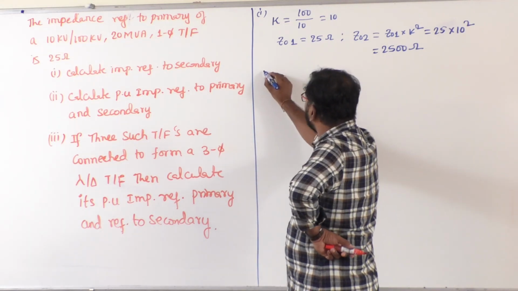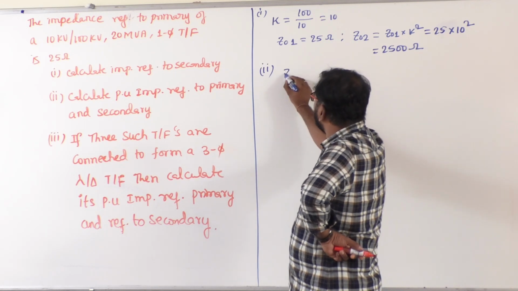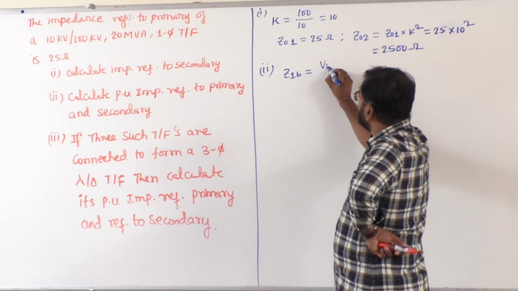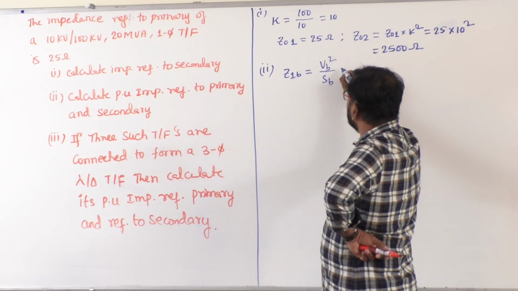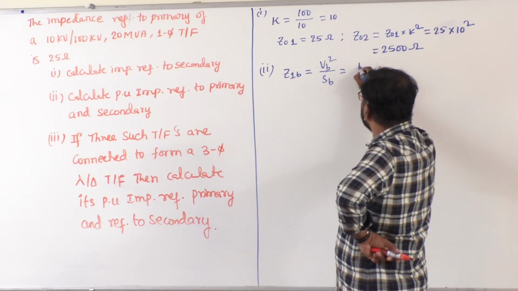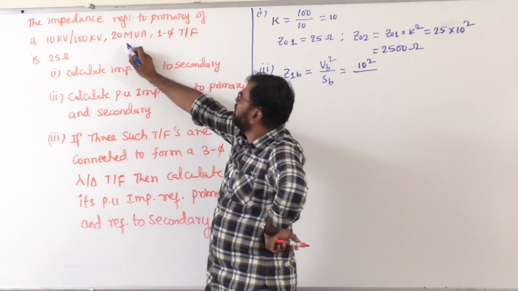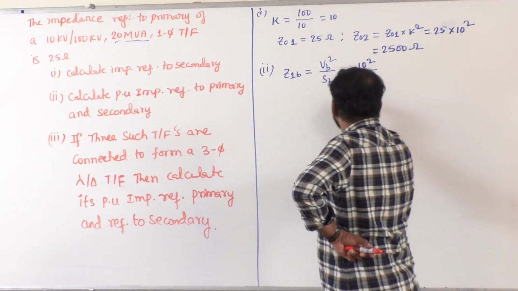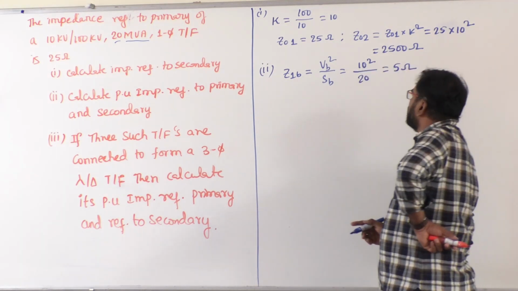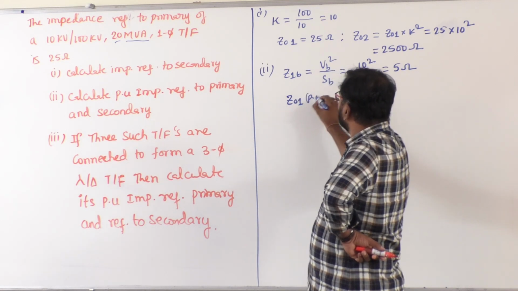Calculate the impedance referred to primary and secondary in per unit form. Tell me, what is the Z1 base? The impedance base on the primary side. We can write V base square by S base, otherwise KVB square by MVAB. What is the KVB? 10 kV. That's why directly 10 square. MVAB is 20 MVA, so 10 square by 20. That means 100 by 20, which is 5 ohms.